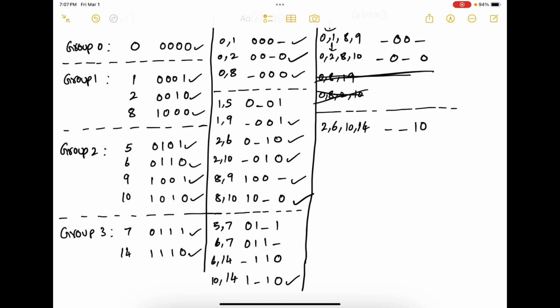Next, can you combine 2 10 with something else? The only possible thing that you can possibly compare is 6 14, and yes, they can be grouped up because only 1 bit is changing. So 2, 10, 6, 14. But if you notice that 2, 6, 10, 14 and 2, 10, 6, 14 are the same, so you can ignore this. But make sure you put a check mark.